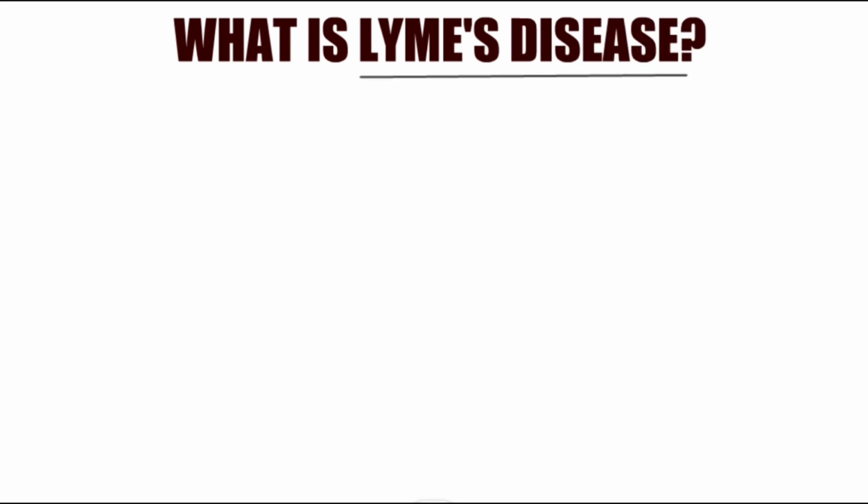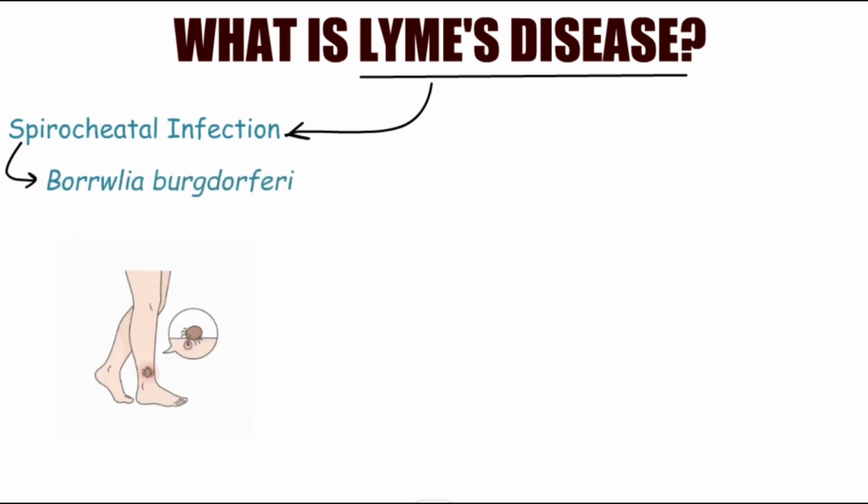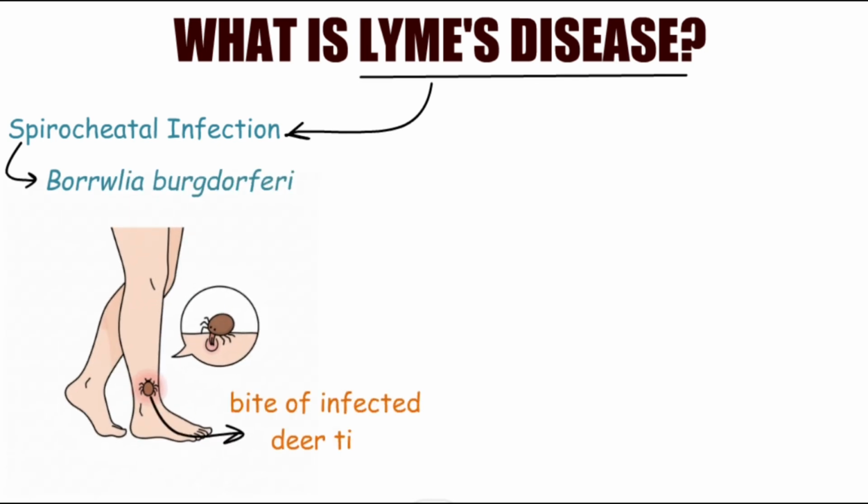Lyme disease is a spirochetal infection caused by Borrelia burgdorferi and transmitted through the bite of an infected deer tick. It was first identified in 1975 in Lyme, Connecticut, and that's where it gets its name from.